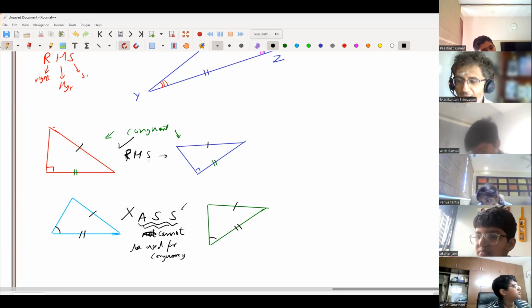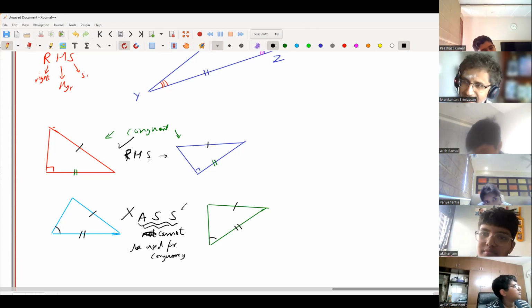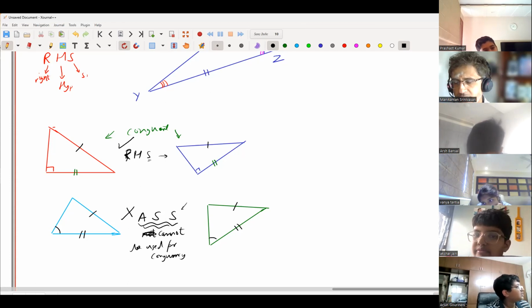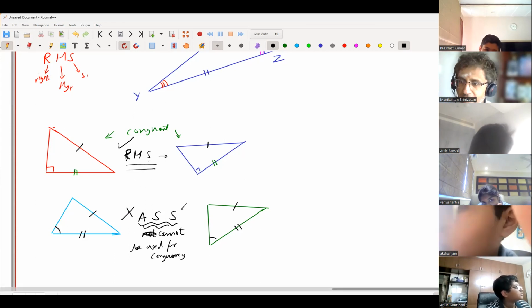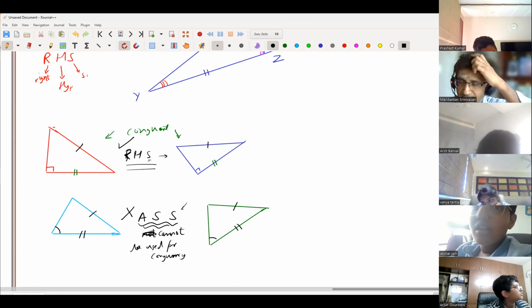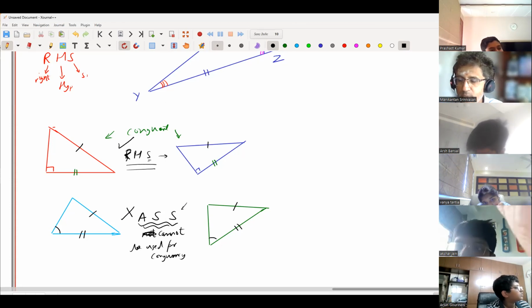So do you know why RHS would work, but a normal ASS will not work? Why, sir? So RHS is a property for congruency, yes, but a normal ASS, which is an angle and a side, will not work for congruency.